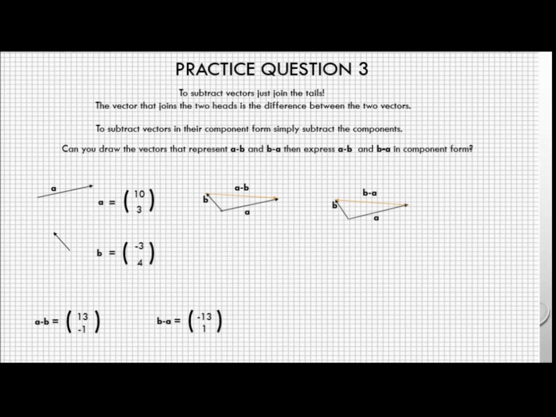Okay, how did you get on with that question? Right, so again, we're joining the tails of the vectors, and then for A minus B, we're starting from the tip of vector B, and the arrow is pointing to the tip of vector A. And for B minus A, again we're joining the tails, and then the arrow is pointing from the tip of vector A to the tip of vector B.